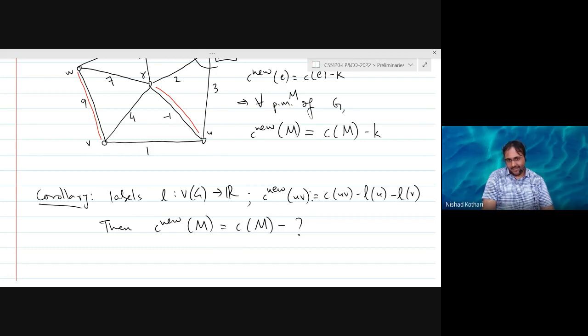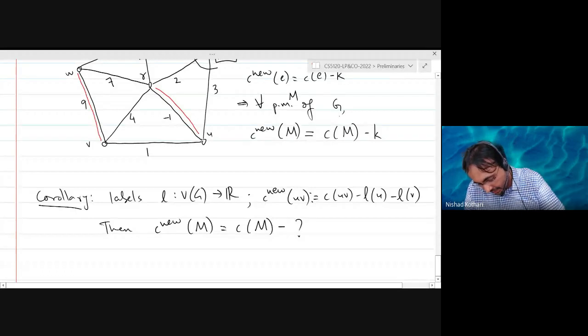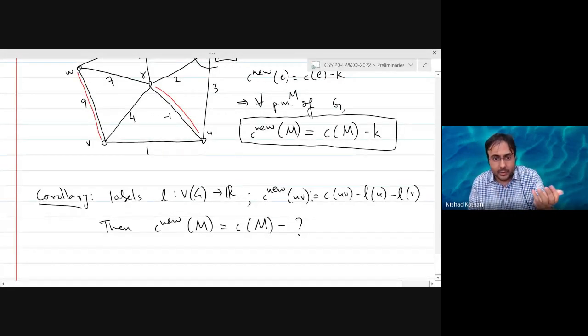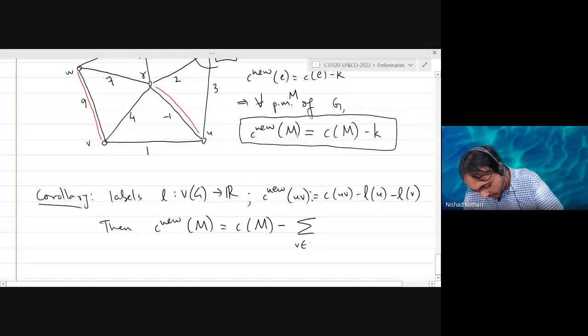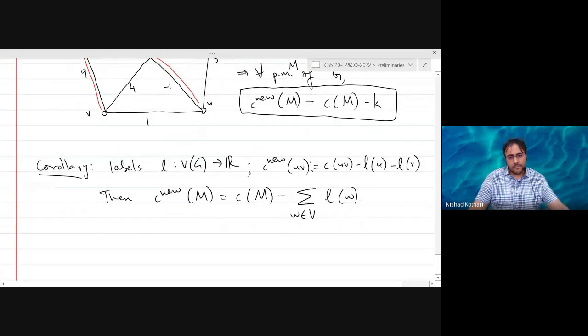Right, because we are doing the same operation as we did previously, instead of one vertex, we are doing it for all the six vertices in this graph. So the observation is simply the sum of all the labels. For every vertex in the graph, you take the label and you subtract that. Maybe let me call this W, just to indicate that it is arbitrary. So it simply follows from the previous observation.